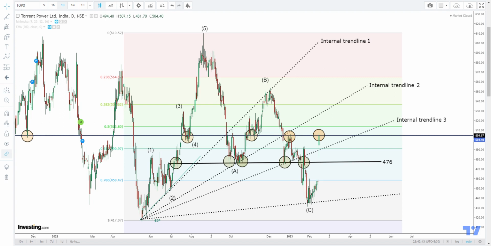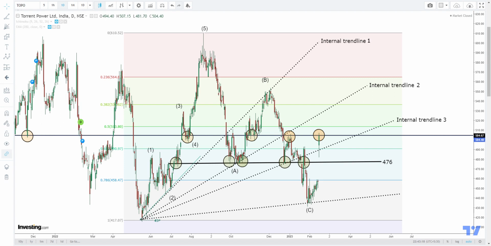Now, what is the significance of internal trend line 1? I will explain that when I discuss the Gann angle. Similarly, I can spot internal trend line 2 and internal trend line 3, which again acted as a support over here. Then here the same angle, the internal trend line, acted as a resistance. Similarly, it acted as a support, correct? It fell below, it took the resistance, and again it broke with sharp momentum.